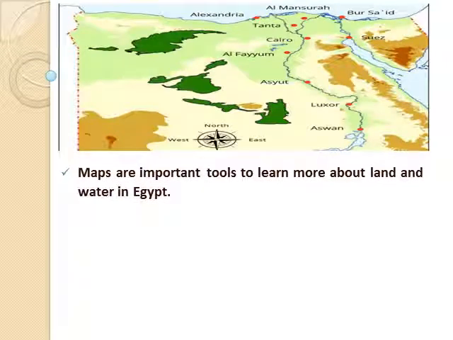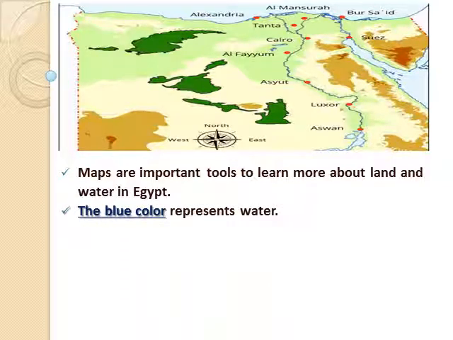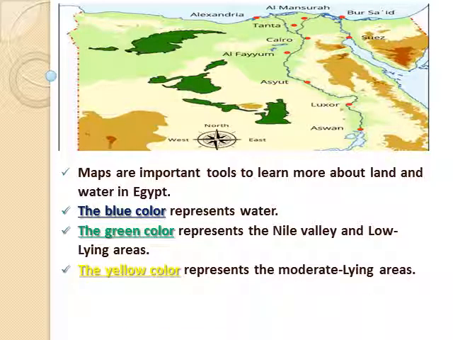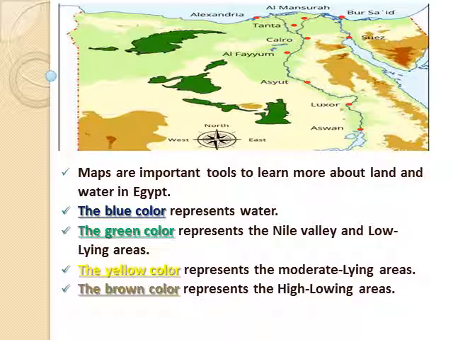Now let's talk about the maps. Maps are important tools to learn more about land and water in Egypt. And you should learn everything about maps because you are going to study a social studies course in the future. From this map we can conclude that the blue color represents water, while the green color represents the Nile Valley and low-lying areas, the yellow color represents the moderate-lying areas, and finally the brown color represents the high-lying areas and of course mountains.